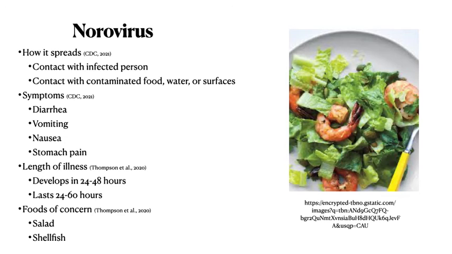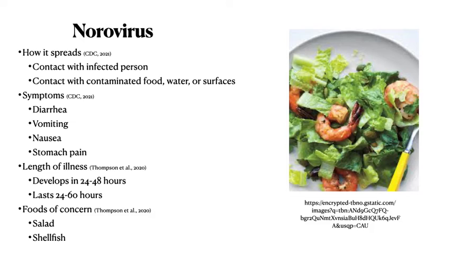The first of the big 6 that we are going to look at is norovirus. Norovirus spreads through contact with an infected person or through contact with contaminated food, water, or surfaces. The symptoms of norovirus are nausea, vomiting, diarrhea, and stomach pain. In severe cases, due to the increase of diarrhea and vomiting, dehydration may be a concern.